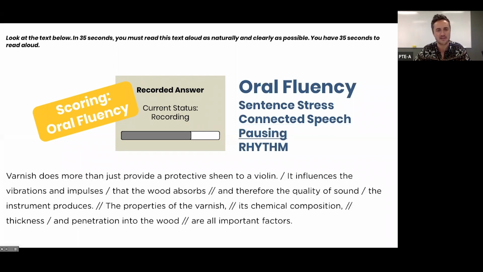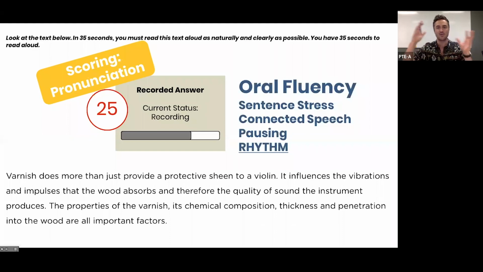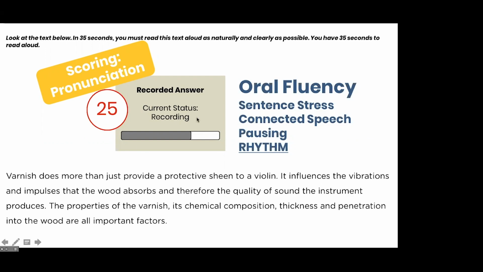Then you've got pausing. Varnish does more than just provide a protective sheen to a violin. Pause. It influences the vibrations and impulses that the wood absorbs, and therefore the quality of sound the instrument produces. The properties of the varnish, its chemical composition, thickness, and penetration into the wood are all important factors. Pausing is critical. And then you've got overall rhythm. That is, you're speaking with nice intonation, ups and downs, and overall meaning. So let's do this again. Please speak with lots of meaning and rhythm and all of these aspects.